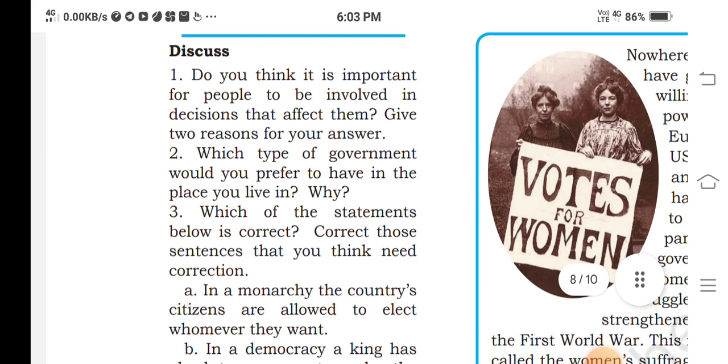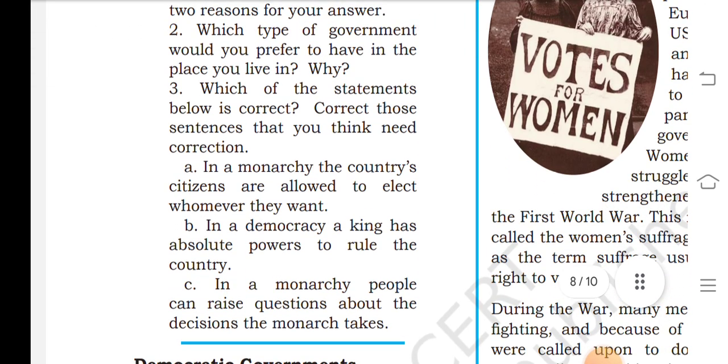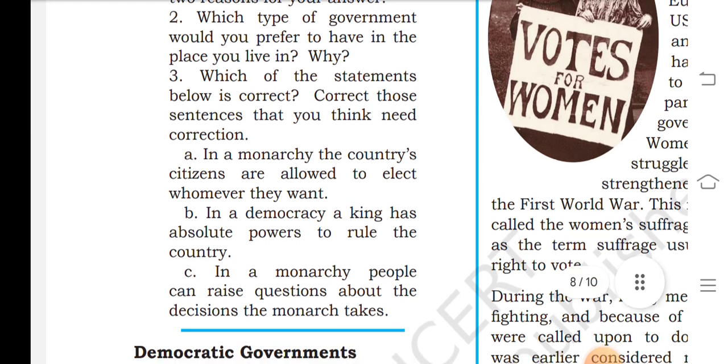Discuss. Do you think it is important for people to be involved in decisions that affect them? Give two reasons for your answer. Which type of government would you prefer to have in the place you live in? Why?